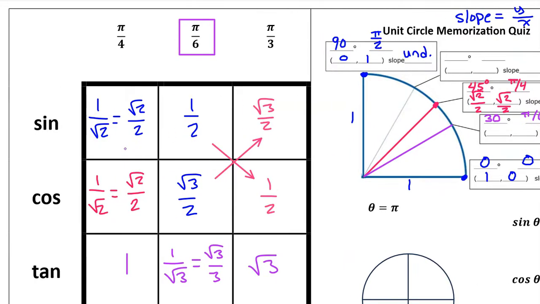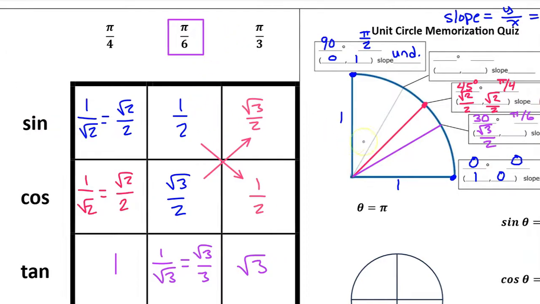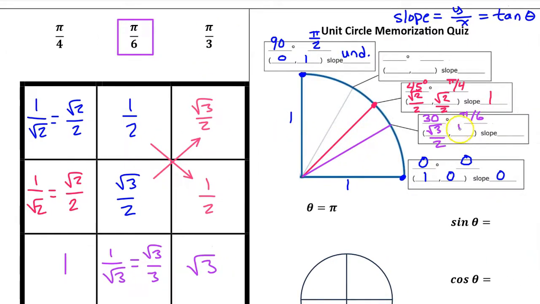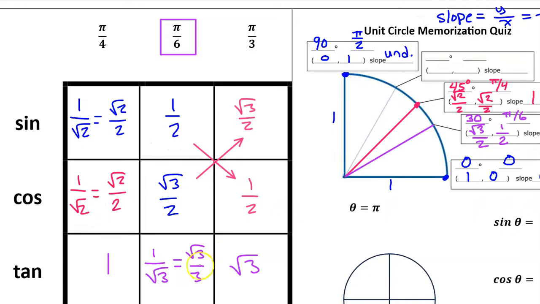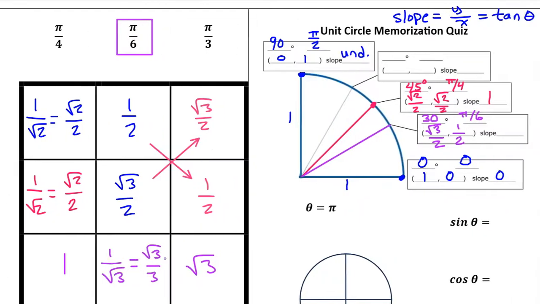Back to the chart. The cosine of pi over 6 is radical 3 over 2. So that is the x-coordinate of pi over 6, radical 3 over 2. The sine of pi over 6 is 1/2. So that's the y-coordinate, 1/2. The slope is the tangent of pi over 6, which is radical 3 over 3.